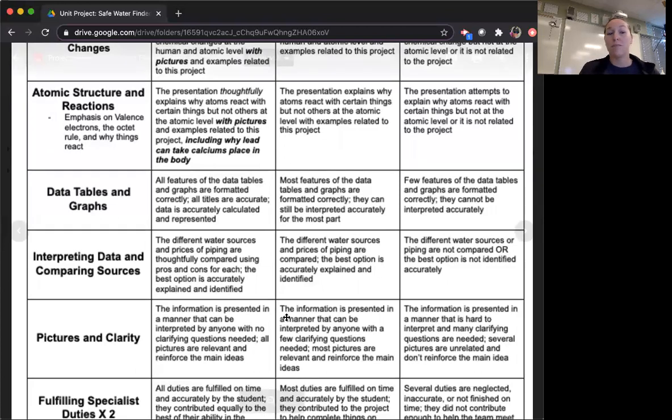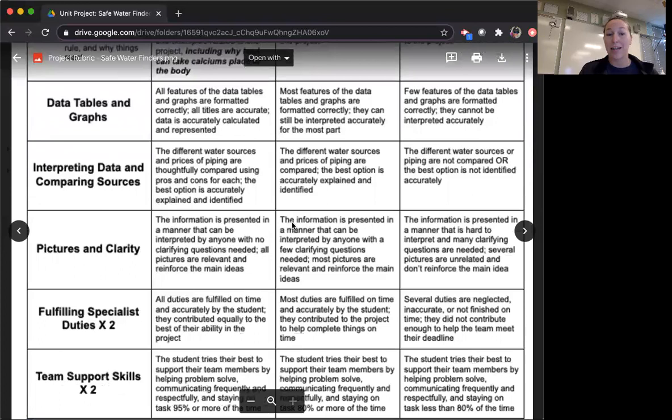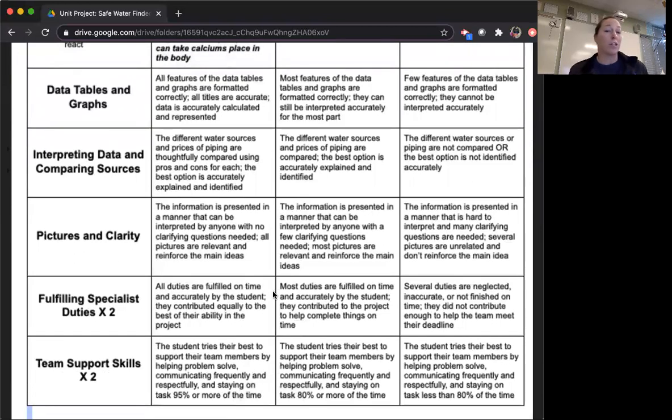Not only do you need to make data tables and graphs, the next category is actually interpreting those graphs and comparing your resources. Data analysis is obviously a big part of science, and you want to be able to look at the different water sources and prices of the piping thoughtfully and compare them so that the city council can choose the best option for them. As you're looking at your different graphs, there should be 3 different graphs that you're interpreting. You should be able to compare them based on what the units are and what their values are. There should be objective observations as well. Yeah, am I right, everybody?